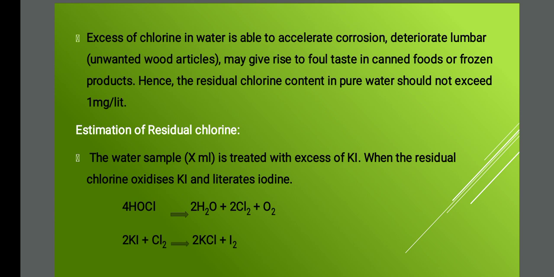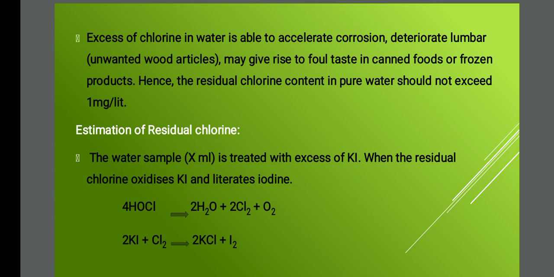So I'll repeat the whole thing once again. What I mean by residual chlorine is nothing but the amount of chlorine in hypochlorous acid. So for killing germs in water, we add either chlorine or sodium hypochlorite, or we use bleaching powder. As you add it to water, hypochlorous acid will be formed. This hypochlorous acid is allowed only up to a permissible limit. Beyond that limit, it will give an unpleasant smell.